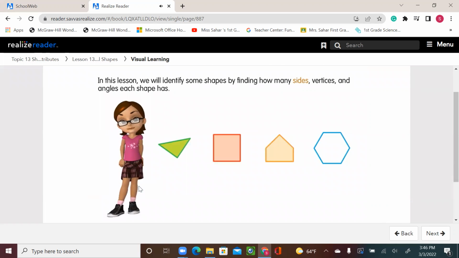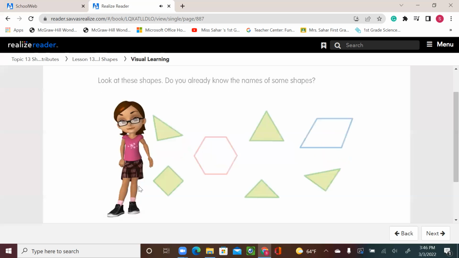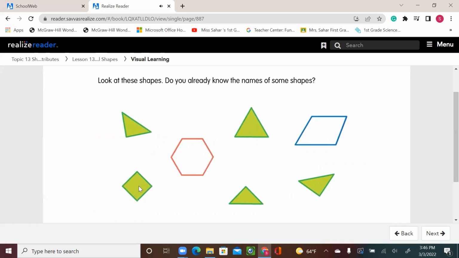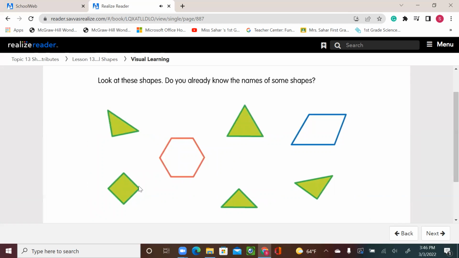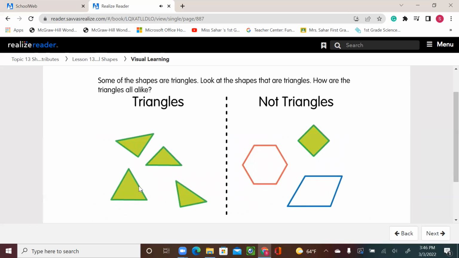In this lesson, we will identify some shapes by finding how many sides, vertices, and angles each shape has. Look at these shapes. Do you already know the names of some shapes? Some of the shapes are triangles. Look at the shapes that are triangles. How are the triangles all alike? You can see that all the triangles have 3 sides, 3 vertices, right?